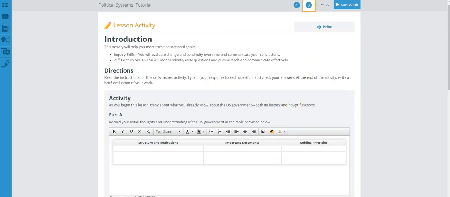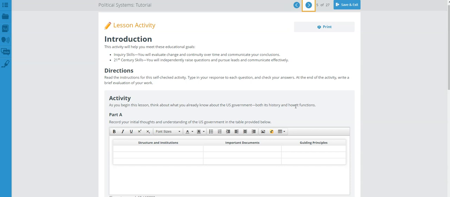This is page 5 of the political systems tutorial, and here is your first lesson activity. Directions. Read the instructions for this self-check activity, type in your response to each question, and check your answers. At the end of the activity, write a brief evaluation of your work.